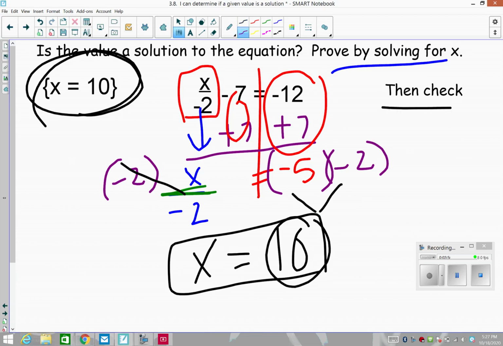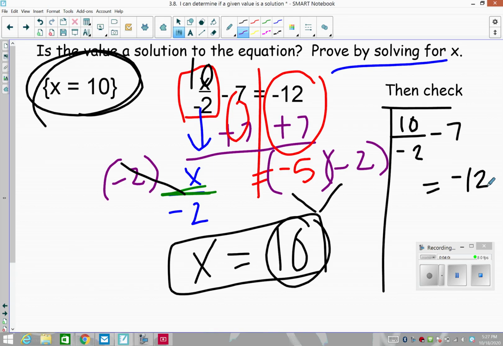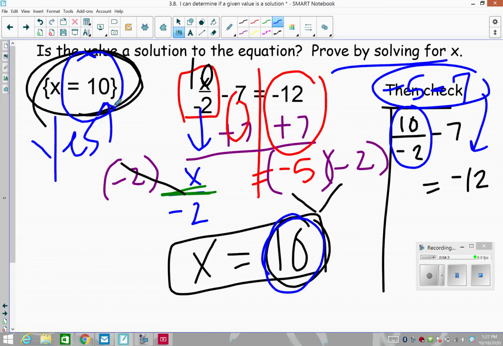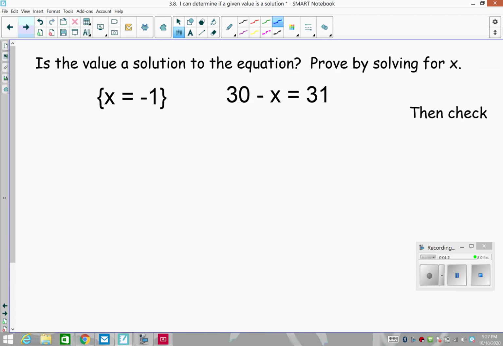Let's see what happens. If I put a 10 in here, I would have 10 divided by -2 minus 7. The question is, does that equal -12? So this is -5 minus 7, which is -12. Yeah. So I say, yeah, 10 is the solution. 10 is the value of x that's true. Boom.